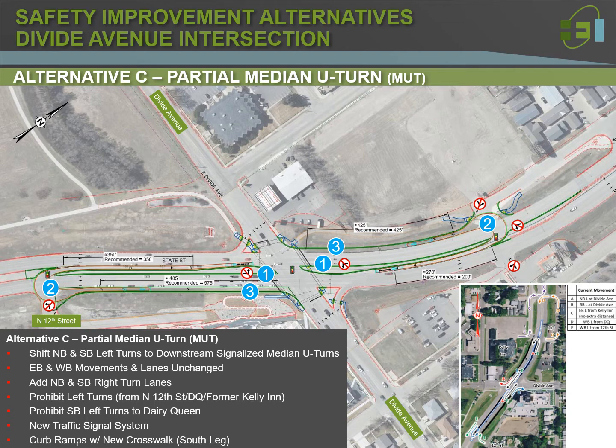As depicted in the inset layout, left turn movements at the former Kelly Inn approach and the Dairy Queen approach would be completed by traveling north to the Spaulding Avenue intersection, which would only apply to Capitol Avenue MUT option 3. These movements would reroute to Divide Avenue or Capitol Avenue for Capitol Avenue MUT options 1 and 2 to be discussed next.